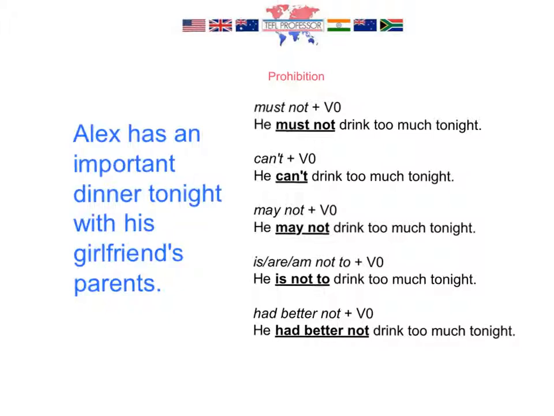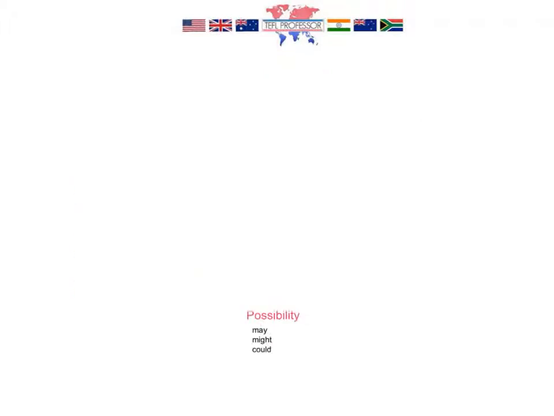Remember, with the is, are, am, the to be is going to change, whether it's I or you or they, something along these lines. Prohibition is obviously something that you cannot do. It's prohibited. There is a rule or a law against it commonly. In this situation, it's just something that he cannot do or really, really strongly against because it's an important dinner with his girlfriend's parents. So these are all prohibition modals.